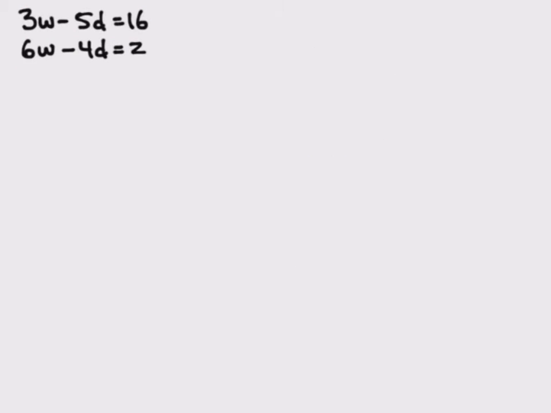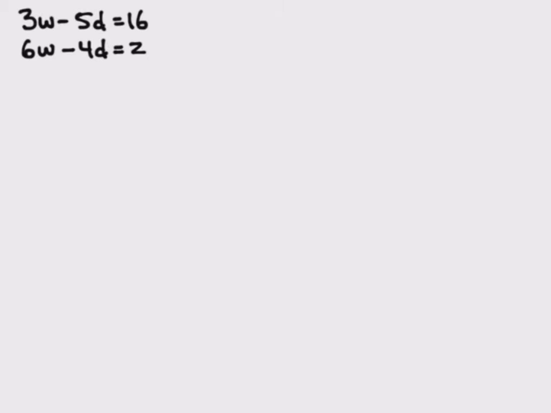All right, let's try a slightly trickier system. Now let's try to solve the system 3w minus 5d equals 16, and 6w minus 4d equals 2. Again, if we try to solve for either of these variables, we're going to have a lot of fractions going on. So graphing or substitution are going to be pretty tedious and/or inaccurate. So we might have to use this linear combinations method again.